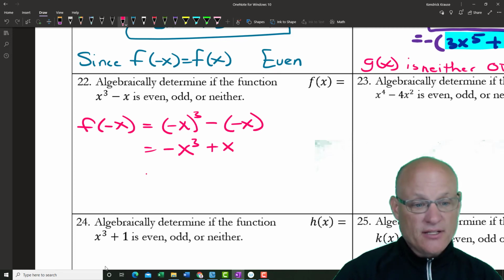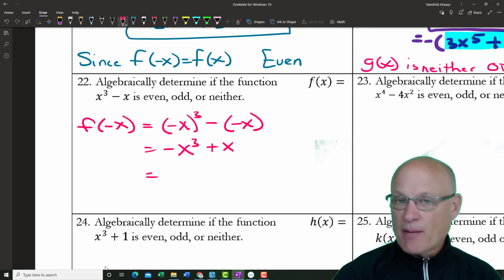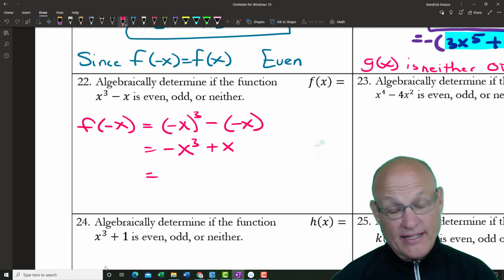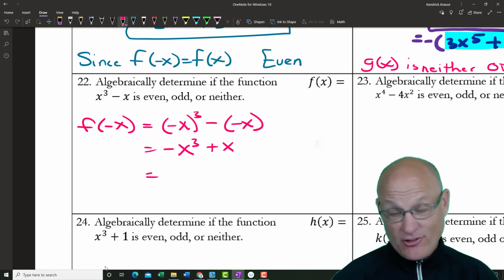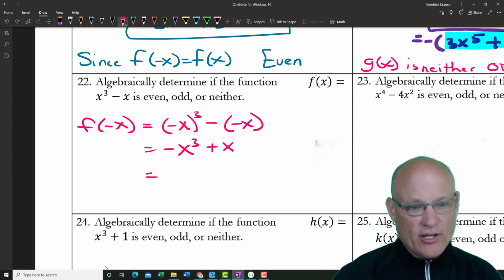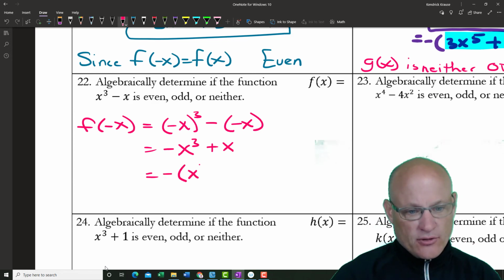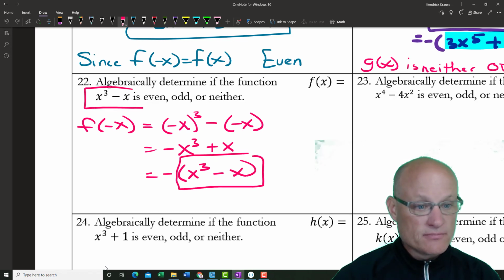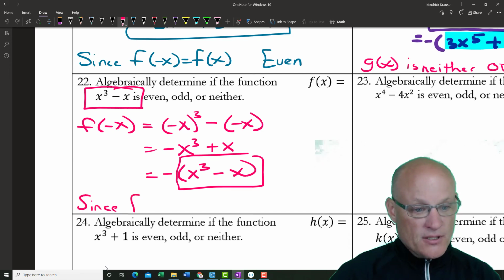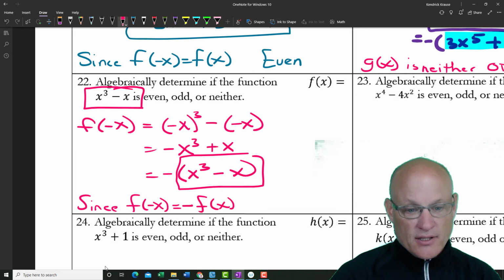Factor out the negative. Look, it's got odd exponents. It's probably going to be odd, so you're going to want to factor out the negative. If it's got even exponents, they should just look exactly the same. So let's see. Factor out a negative, and I end up with x cubed minus x. And this is, in fact, the original function. So since f of negative x equals negative f of x, odd function.